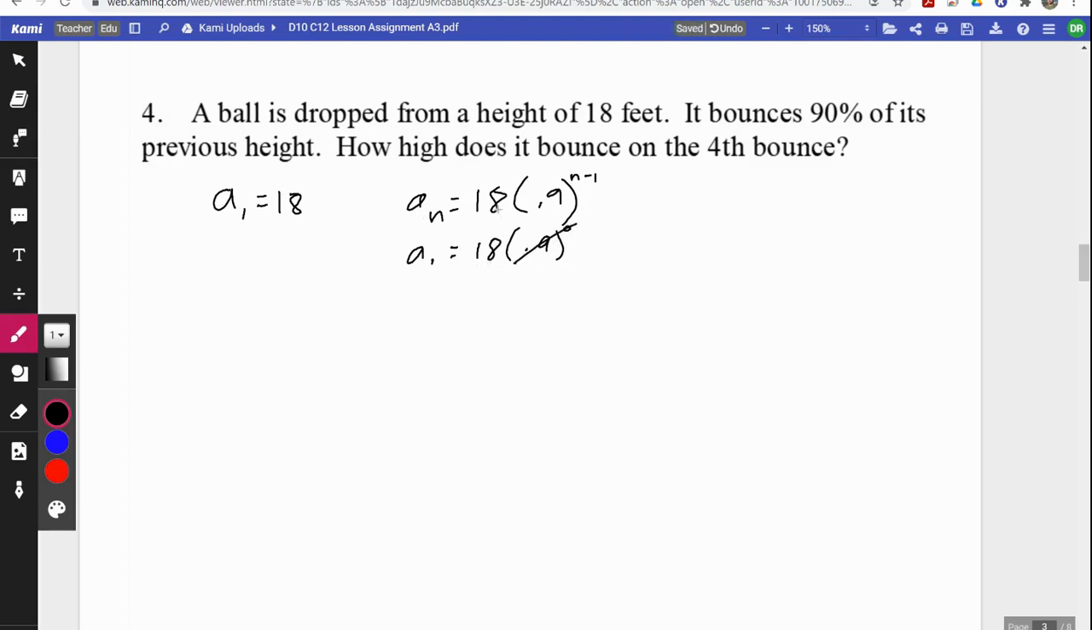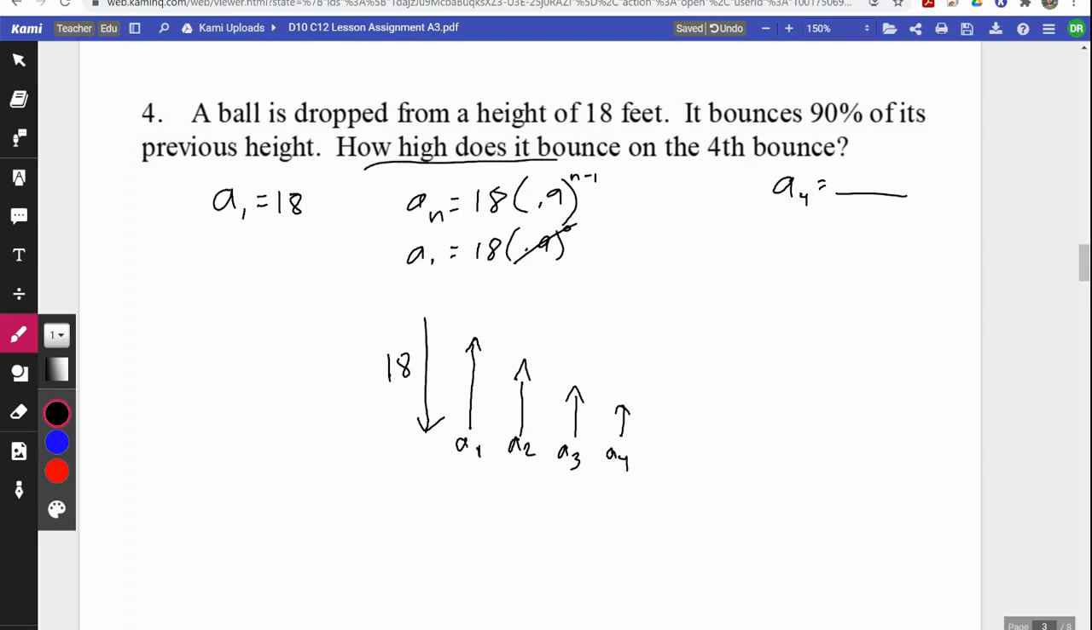All right, so that formula, if it's set up that way, means that if I want a sub 4 to be my fourth bounce, then a sub 1 isn't a bounce, it's the height it dropped from. So you have 18 feet, it drops, and then it bounces up to here. So this would be your bounce. And then this is your next bounce, second bounce, third bounce, fourth bounce. So how high does it bounce on the fourth bounce? This is what I'd be looking for.